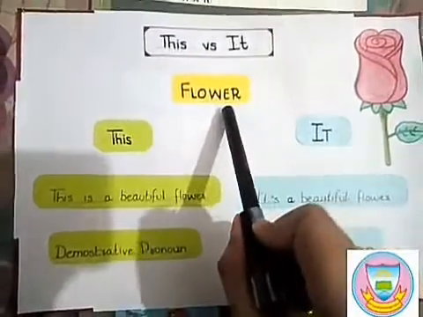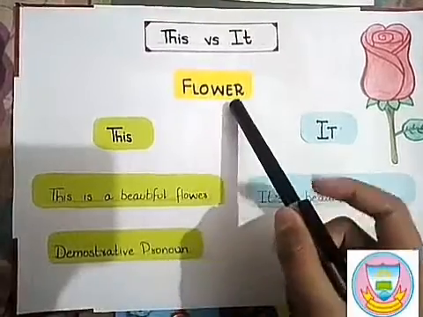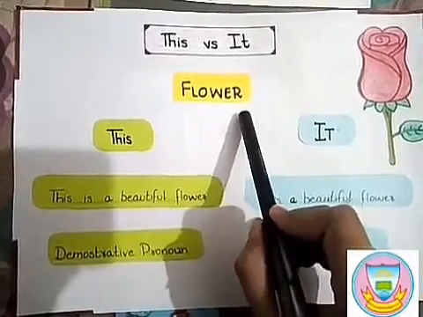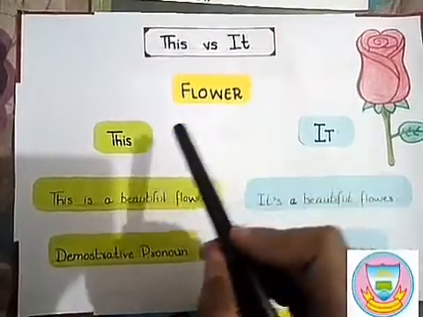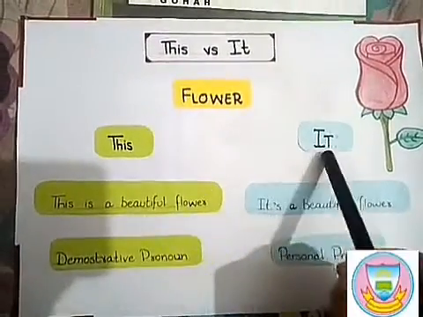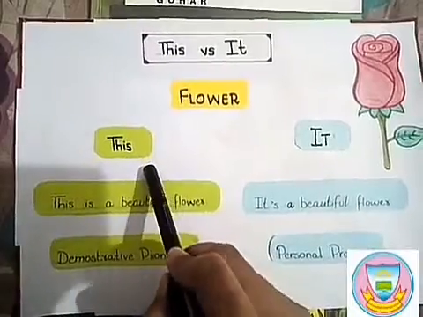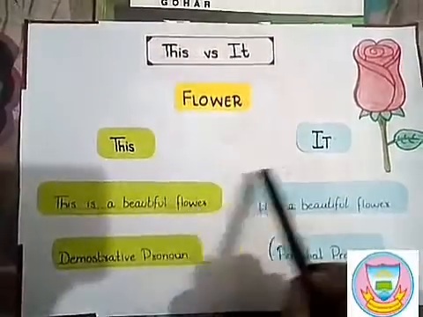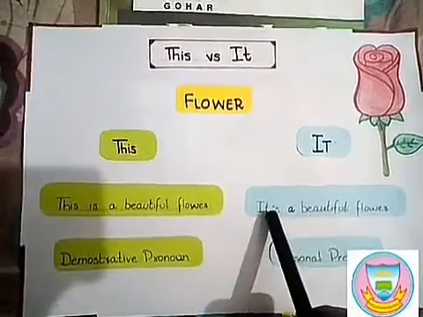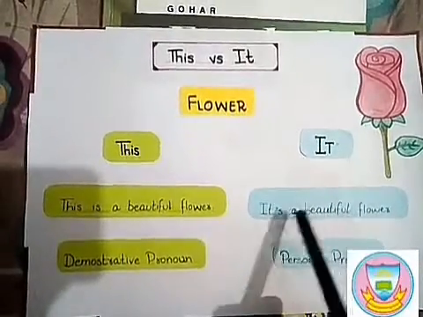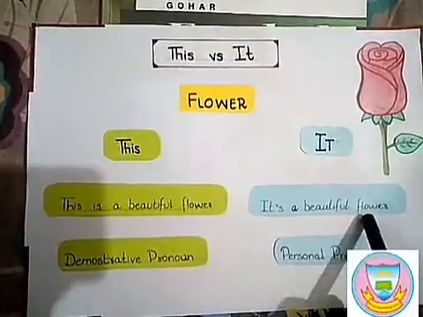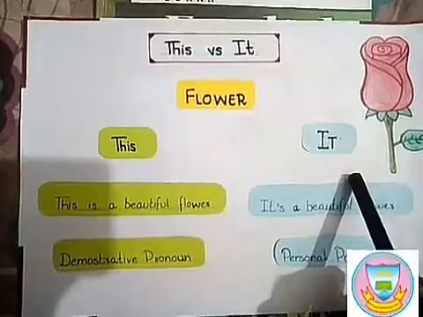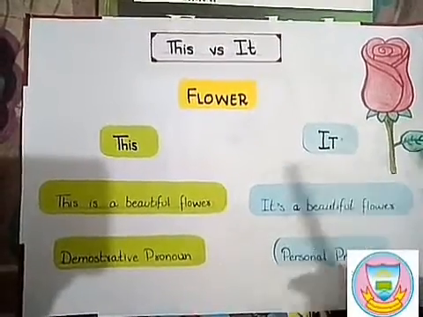I select a word, flower. With this word, you will understand the difference clearly. Now, let's take an example with flower. With "this", we say, "This is a beautiful flower." Now, with "it", we say, "It's a beautiful flower" or "It is a beautiful flower." Here we use "this", here we use "it". So, what is the difference here?